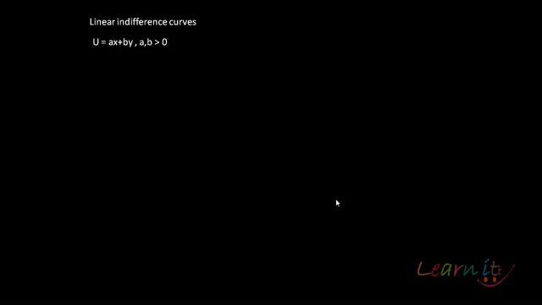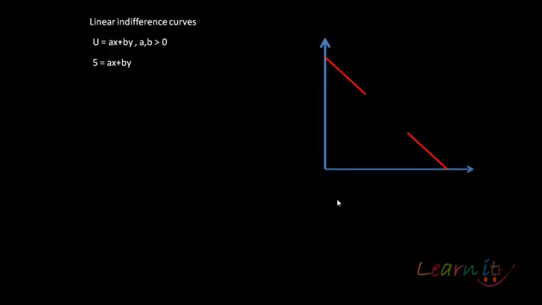So if you put any arbitrary constant, say 5, so ax + by = 5, this will give you a downward sloping straight line. The linear nature of these indifference curves gave rise to the term perfect substitutes to describe the implied relationship between x and y.